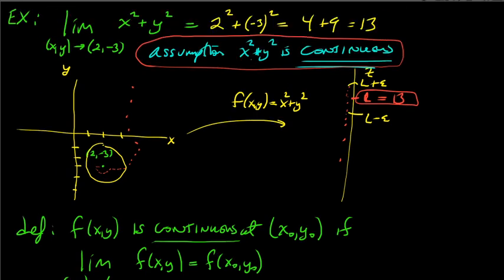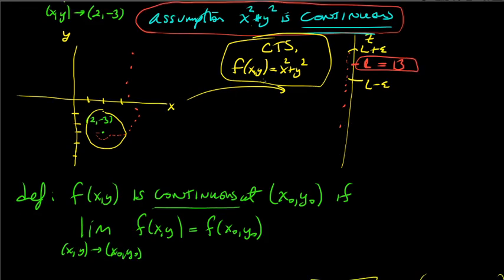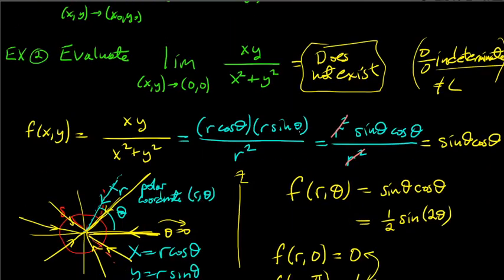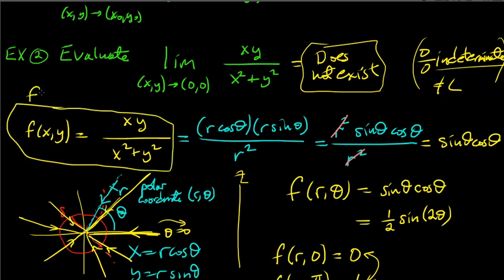Oh, and I should say, of course, that the first example, the function was continuous. So the function x squared plus y squared is continuous. In fact, it's continuous everywhere, not just at the origin. The second function here is not continuous at the origin. So f is not continuous at 0, 0. It is, however, continuous everywhere else, just not the origin.